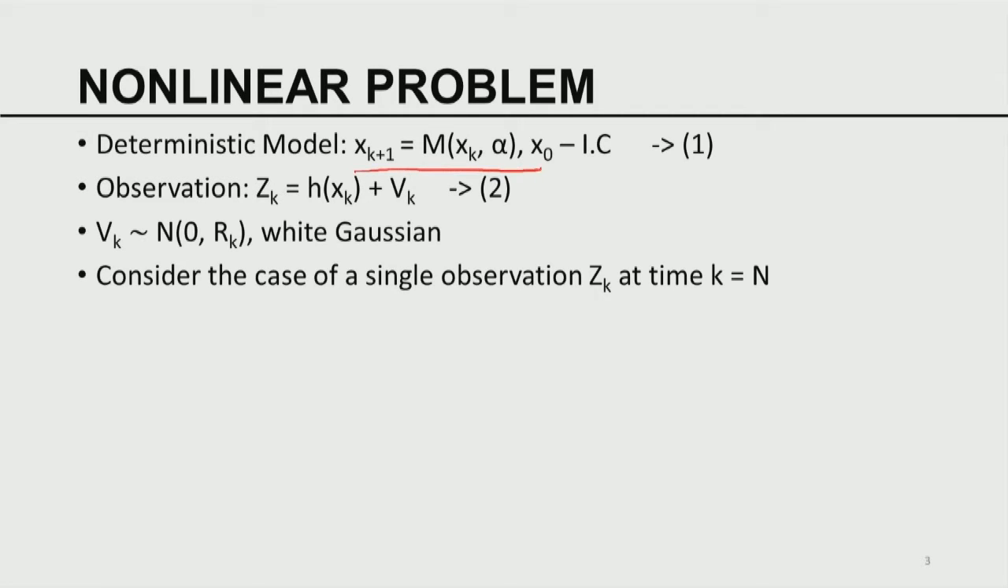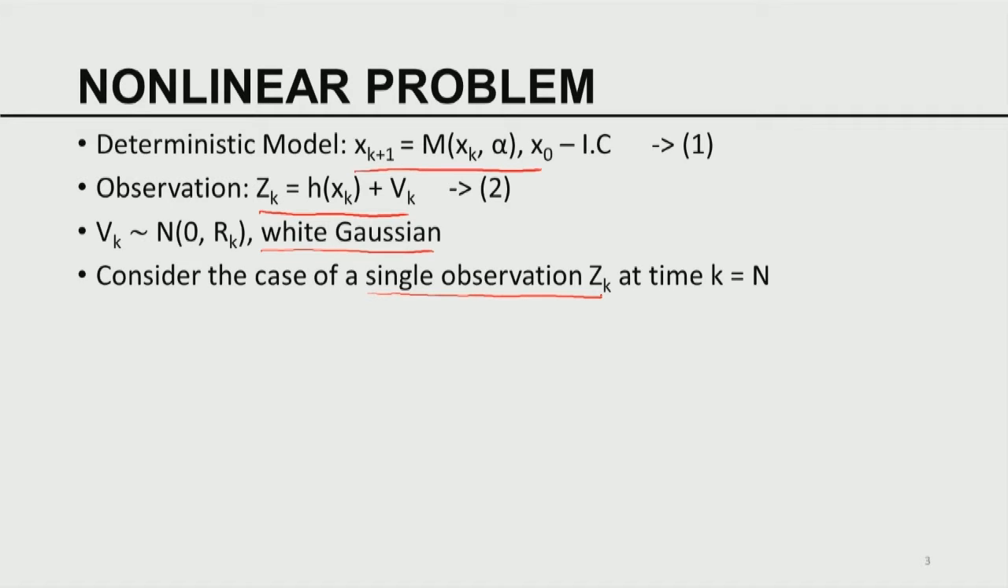Again, X naught is the initial condition, alpha is the parameter. I have the observation, a nonlinear observation. I have a white Gaussian noise. In order to make things simple, I am only going to consider in this lecture the case of a single observation at time k is equal to n.